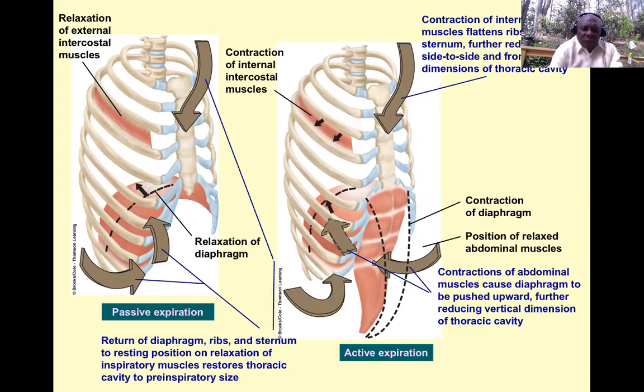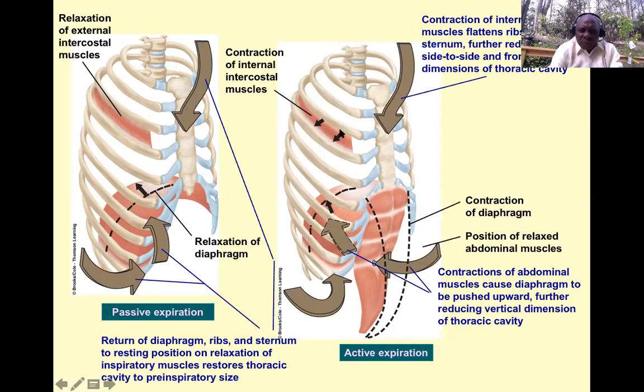Whereas there's also active expiration. In this case, you then have two muscles coming in. In the case of active expiration, you have the abdominal muscles coming in, contracting, and you also then now have the internal intercostal muscles.